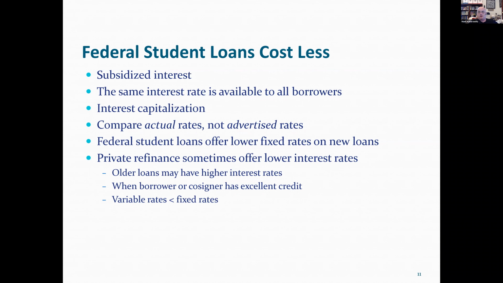Federal student loans are not credit underwritten, so you're going to get the exact same interest rate regardless of whether you have good or bad credit. Whereas the interest rates on private student loans depend on the credit scores of the borrower and the cosigner, if any. Interest capitalization, where if you have interest accruing, say during a deferment or forbearance, it gets added to the loan balance once when the loan enters repayment, whereas private student loans may capitalize that interest more frequently, as often as monthly.